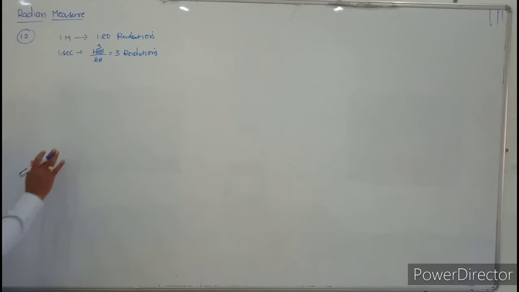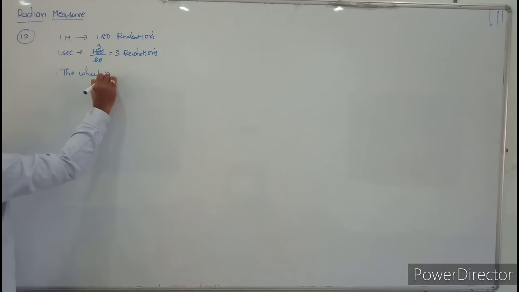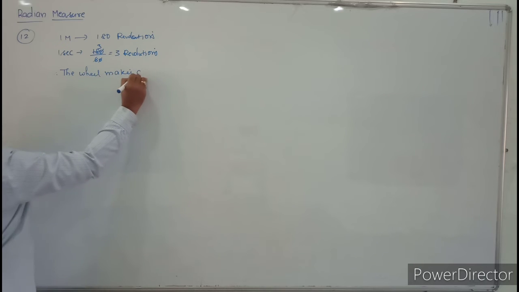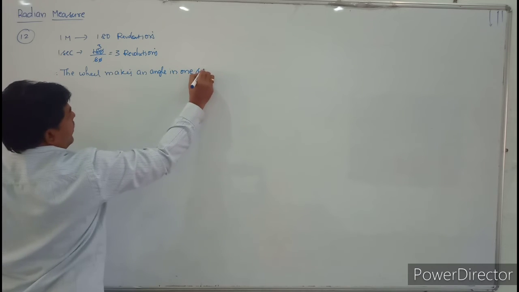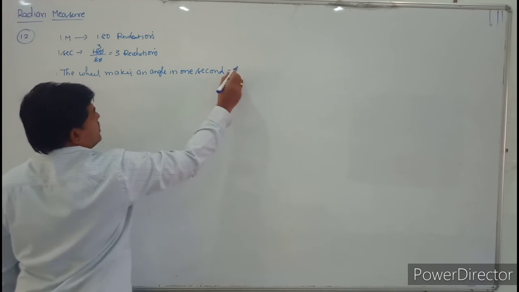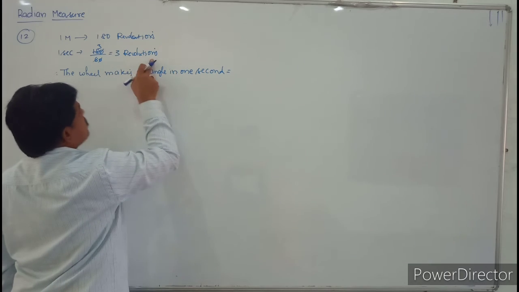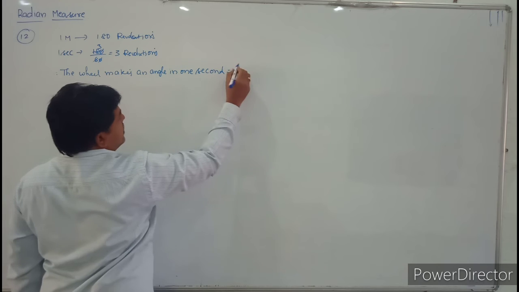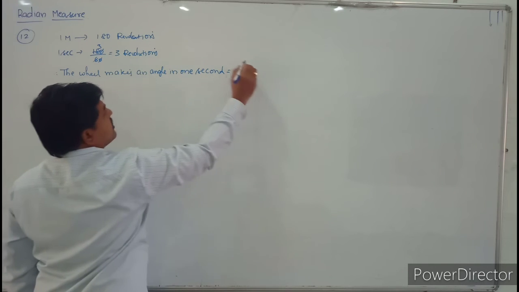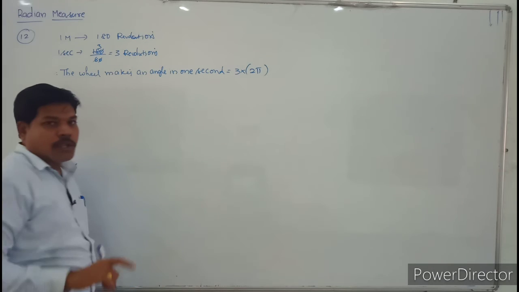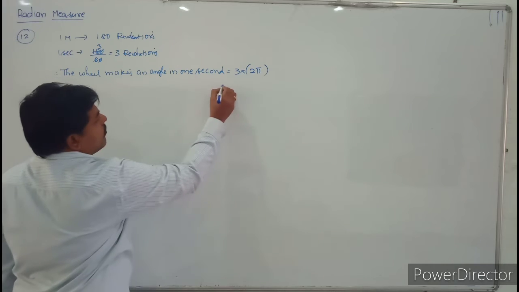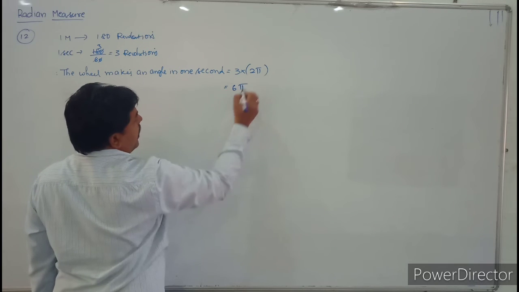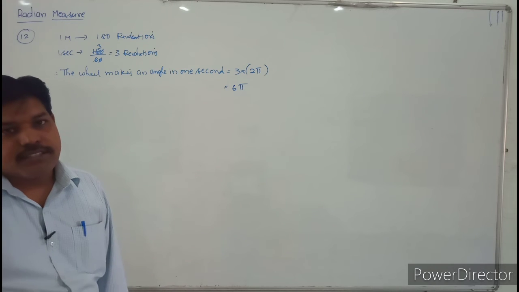So therefore the wheel makes an angle in 1 second. In 1 second, how many revolutions are there, students? 3 revolutions they are making in 1 second. So how many angles? That is 3 into, 1 revolution is nothing but 2 pi radians. Here they are making 3 revolutions, so the total angle is nothing but 6 pi radians.